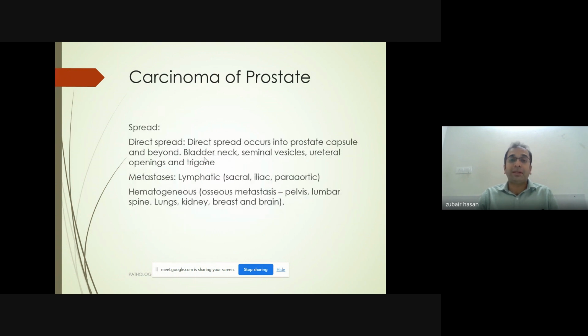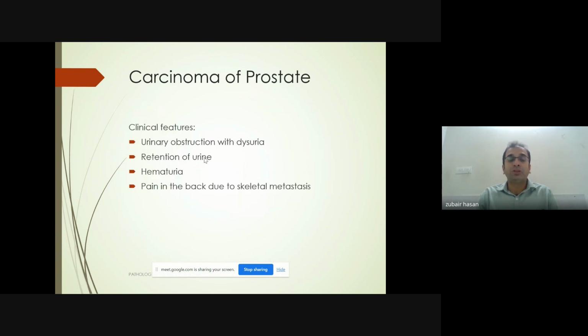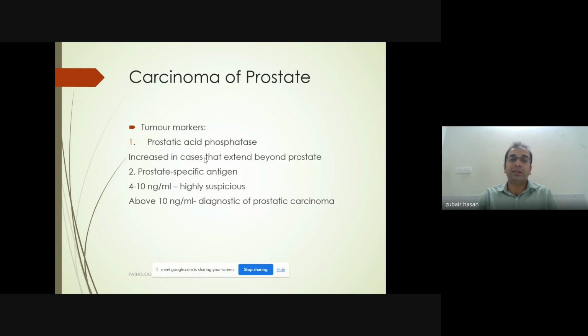And how does it spread? It can spread through the prostatic capsule to the bladder neck, seminal vesicles. It can spread to the back. Okay, the lymphatic spread can happen. Osseous metastasis can happen to the pelvis, lumbar spine, lungs, kidney, breast, and brain. So you can have urinary obstruction, dysuria, retention of urine, hematuria, pain in the back due to skeletal metastasis.